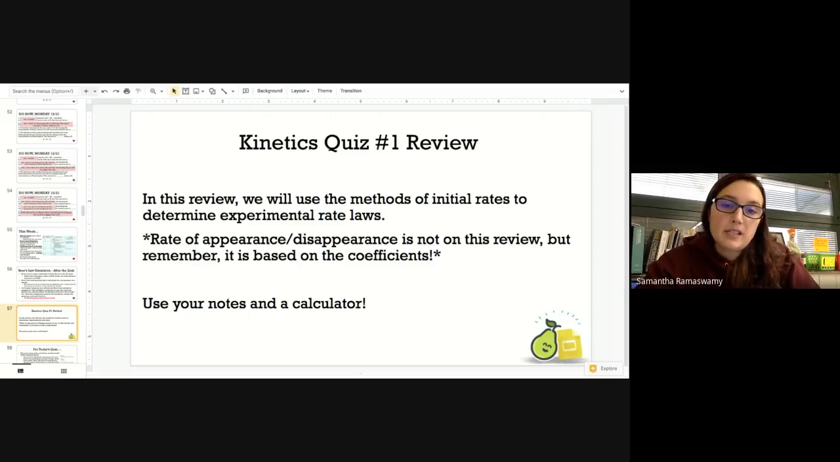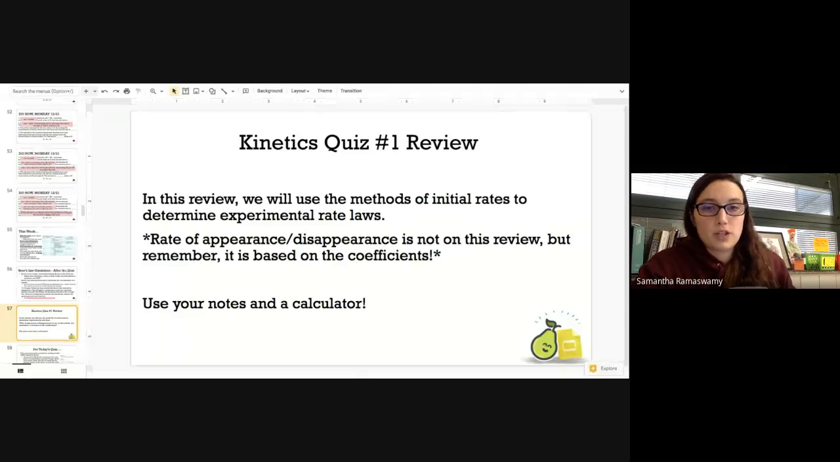Rate of disappearance and appearance is not on this review, but that's what we did Thursday. So remember that when you see on the quiz that it says rate of appearance or rate of disappearance, use the balanced equation, use the coefficients. So rate of appearance, rate of disappearance was like examples 2, 3, and 4 that we looked at on Thursday.